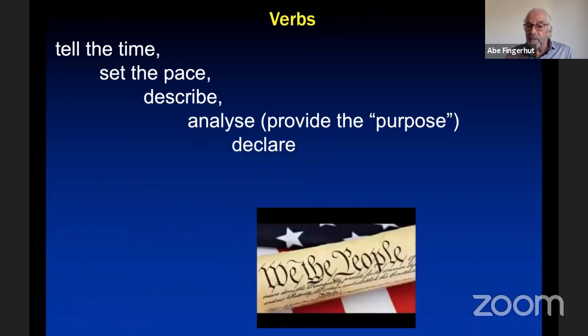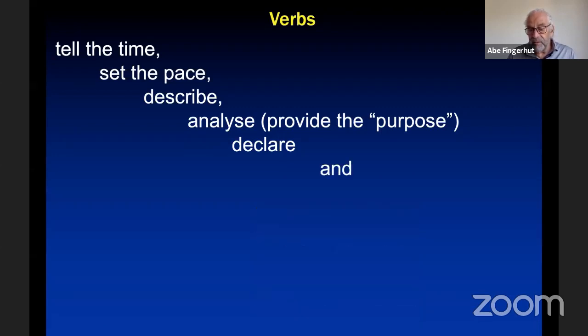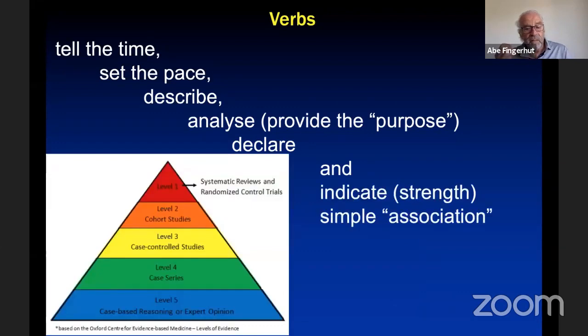But very important and very different from description is to declare. Now I'm going to make a very important distinction between description and declaration, because what we want to know is the strength of whether there's a simple association or something which is called causality.